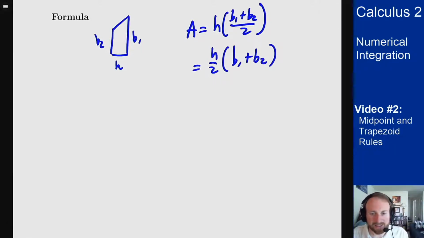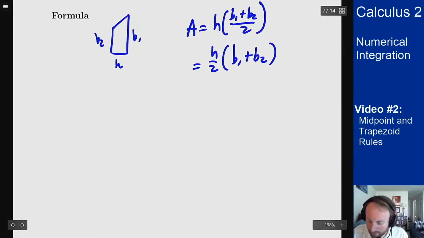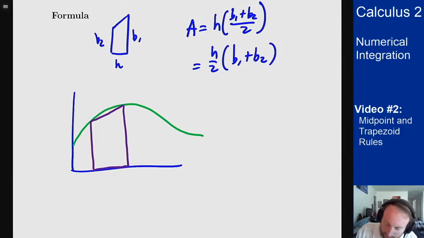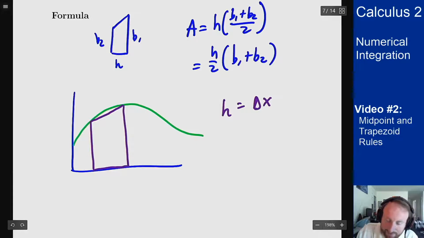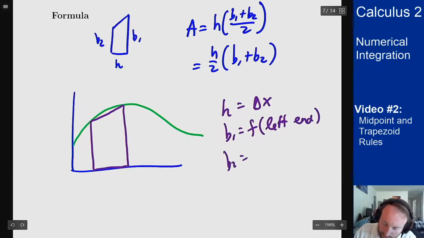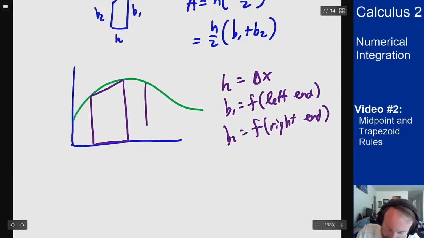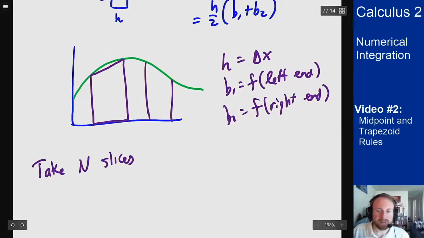Now, in the case of the actual trapezoid we're trying to find the area of, we have the following. There's my function. There's, for instance, one trapezoid. And we see that for this, the h is my delta x like before. My b1 is f of the left endpoint, and my b2 is f at the right endpoint. So if I take my n trapezoids, or my n slices, I then get n plus 1 endpoints. And if I have n rectangles, I have n plus 1 endpoints.